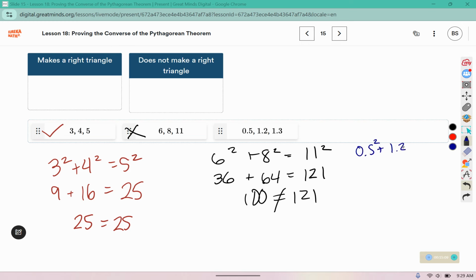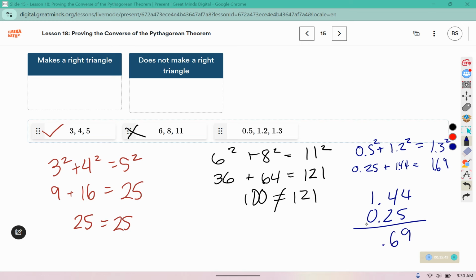0.5 squared and 1.2 squared, those are both smaller than 1.3, so that's going to be our hypotenuse. 5 squared is 25, but 0.5 squared would be 0.25. 12 times 12 is 144, but 1.2 times 1.2 would be 1.44. 13 times 13 is 169, but we would have the decimal there. Let's check if I did 1.44 plus 0.25. 4 plus 5 is 9. 4 plus 2 is 6. 1 plus 0 is 1. So yes, 1.69 does equal 1.69.